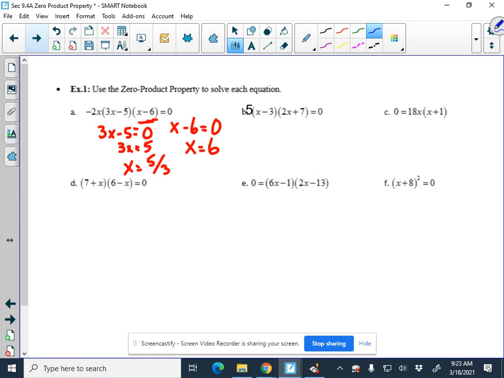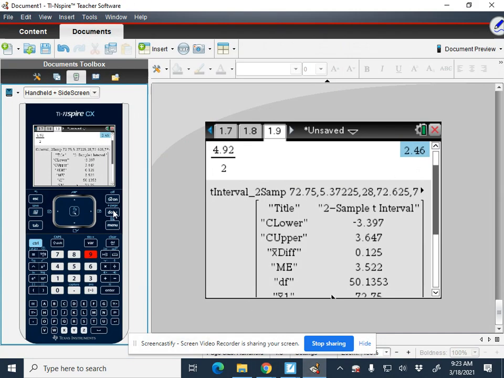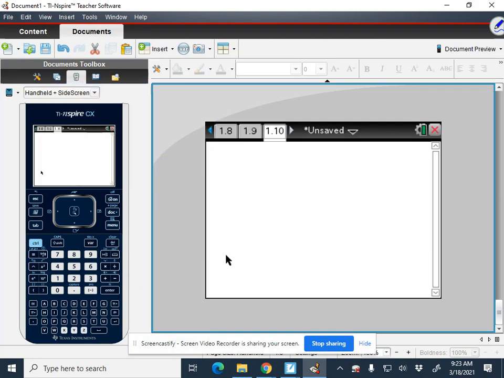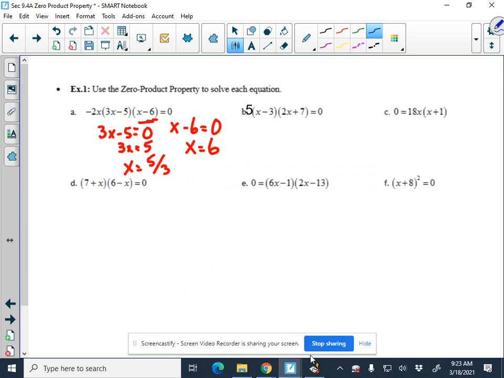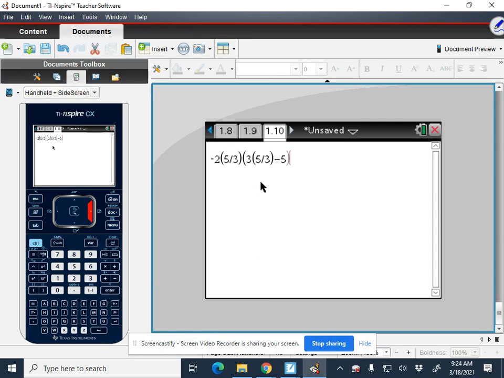Now, if I were to put that in the original, I would go -2 times 5 over 3. And then 3 times 5 over 3 minus, was it 5? Minus 5. Then 5 over 3 minus 6.